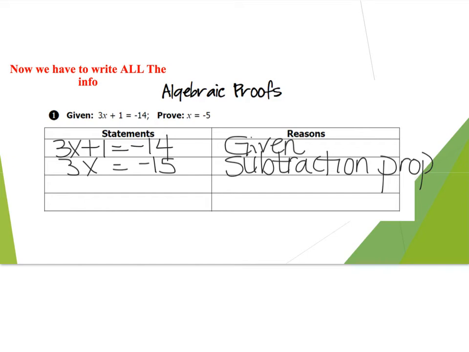Let's see what we do next. I need to get x by itself. I'm going to divide both sides by 3. And I get x is equal to negative 5. What property was that? That was the division property of equality.